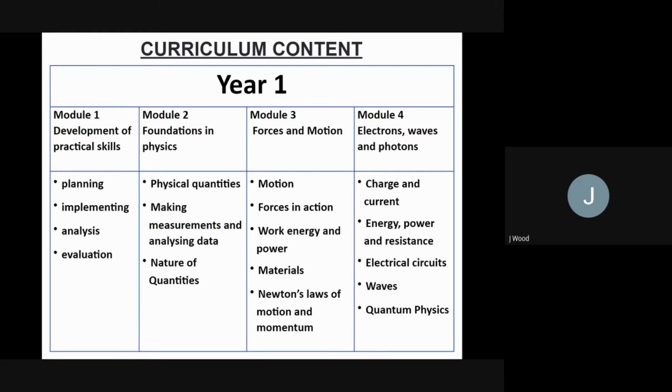In the fourth module, you look at electricity in a bit more depth and think about how electrical circuits are set up and the principles that underlie our analysis of electricity. We also think about waves. Again, we look at more detail, so some concepts like interference and diffraction that are only mentioned at GCSE are then dealt with in quite a lot of detail at A level.